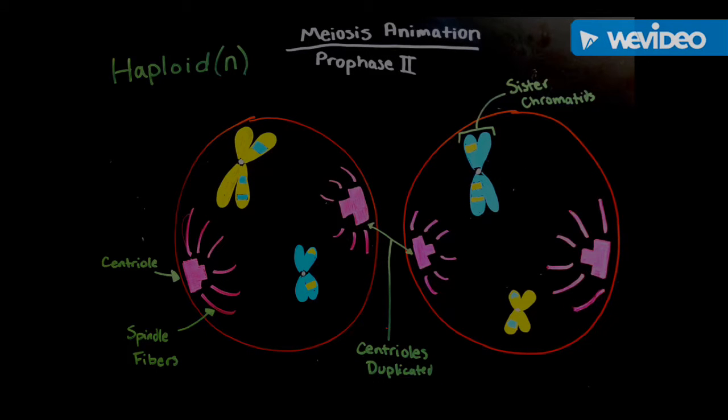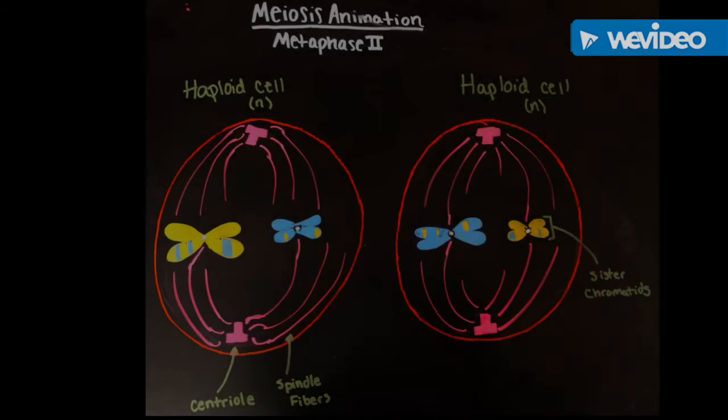During prophase 2, the centrioles and the spindle fibers duplicate and the nuclear membrane surrounding the chromosomes disappears. The chromosomes can now roam freely about the cell. During metaphase 2, the 2 cells are haploid. Like in metaphase 1, the chromosomes line up in the center. However, in metaphase 2, the sister chromatids are aligned in the center instead of tetrads.